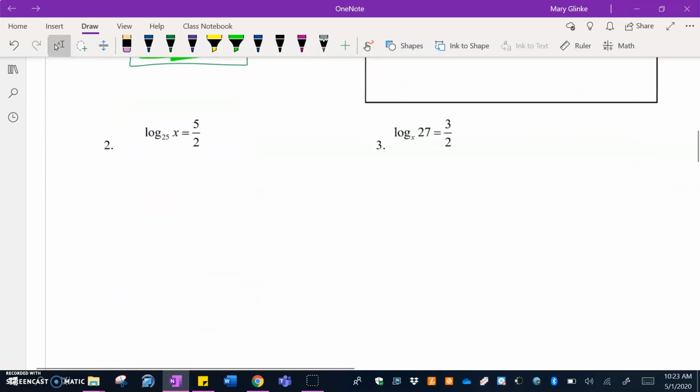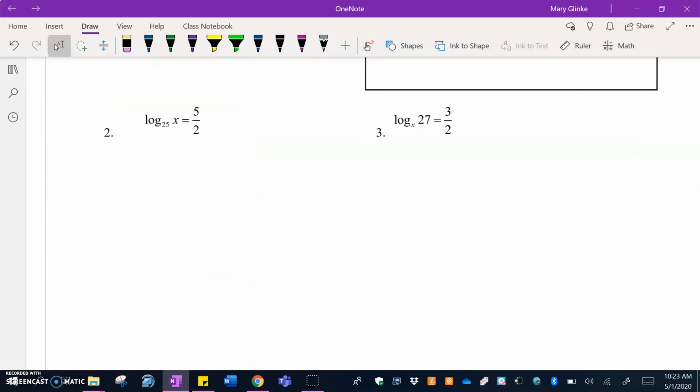So let's go ahead and try numbers 2 and 3. We notice both of these are already written in logarithmic form with the log by itself. So for number 2, my base is 25. I'm going to exponentiate by raising both sides, making both sides have a base of 25 and making both of those equations exponents. 25 to the log base 25 is an inverse operation, so they undo each other. On the left-hand side, then, I would be left with x. On the right-hand side, it's 25 to the 5/2 power.